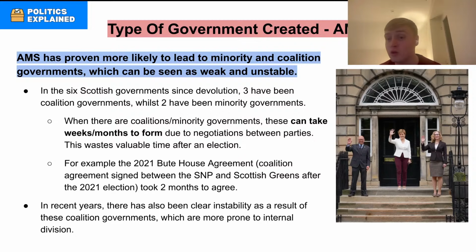And these can also take weeks or months to form, because it's not just a majority, and the party that wins a majority goes automatically into government. There has to be negotiation between the 2 parties. For example, the 2021 Bute House Agreement, which was a coalition agreement signed between the SNP and Scottish Greens, took 2 months to agree. And that could be seen as a really negative thing, as you want, after an election, a party to come in and make decisive changes. And the fact that the country had to wait 2 months can be seen as a really negative thing.